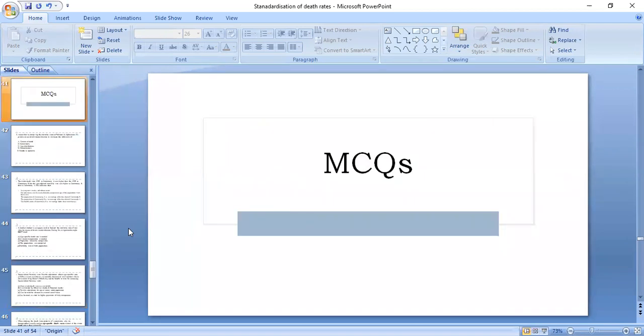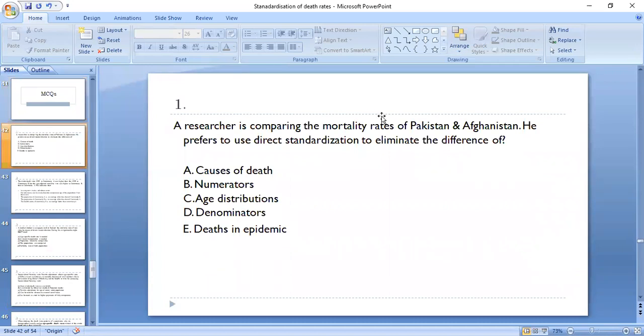Now the time for the MCQs. The first MCQ is: a researcher is comparing the mortality rates of Pakistan and Afghanistan. He prefers to use death standardization to eliminate the difference of which of the following: causes of death, numerators, age distributions, or denominators? C, age distribution, is the correct answer.